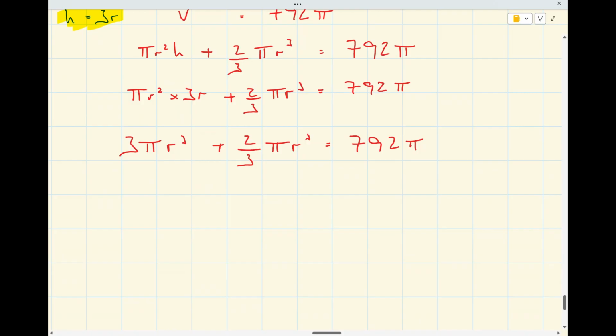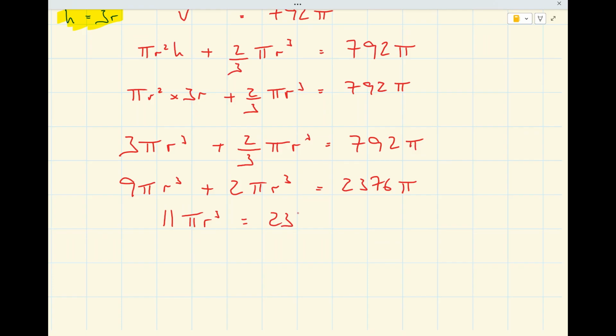What shall I do now? I'm going to multiply everything by 3. Get rid of that 3 on the bottom. 9 pi r cubed plus 2 pi r cubed equals 3 times 792. 3 times 792, 2376 pi. Just on the left there, I've got 11 pi r cubed, haven't I? equals 2376 pi. Divide both sides by pi.